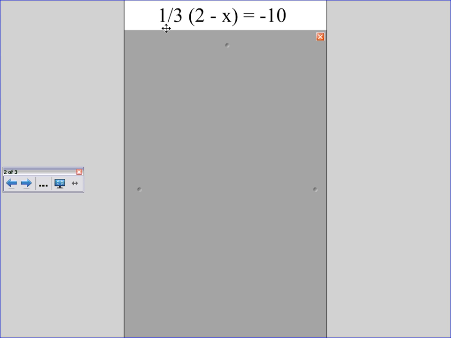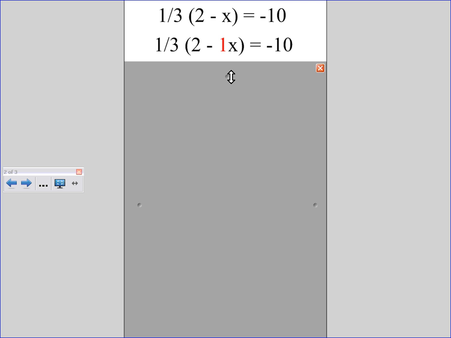My first equation, check it out. 1/3 times (2 minus x) is equal to negative 10. Well, the first thing I need to do, my first skill, is anytime I have a variable all by itself without a number in front of it, a coefficient, I put a 1 there. And notice how I did this. It makes our math a little bit simpler.